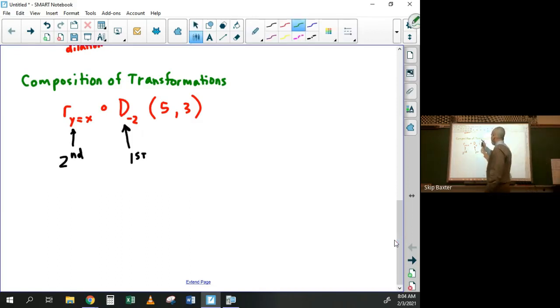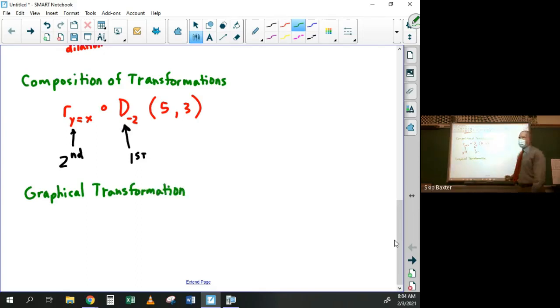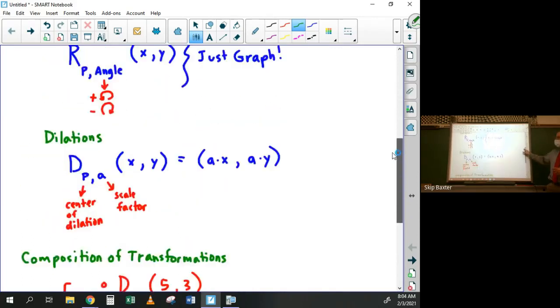Okay? And then finally, the last thing we talked about is graphical transformations, which is when they transform an entire figure, like a quadrilateral or a triangle or something like that. But it's the same idea. You're just following a single point and determining where it ends up. Okay, so that's what the test is on. It's Friday.